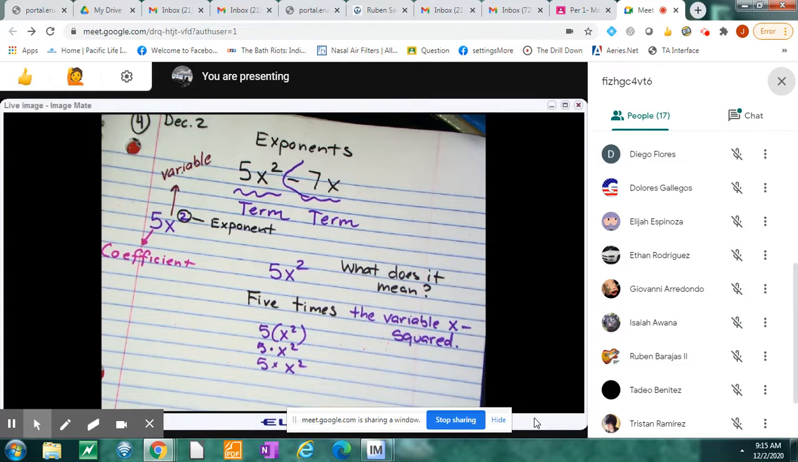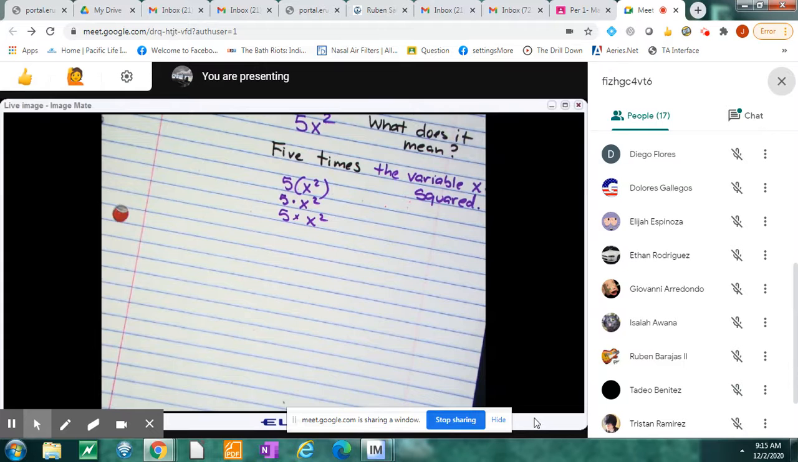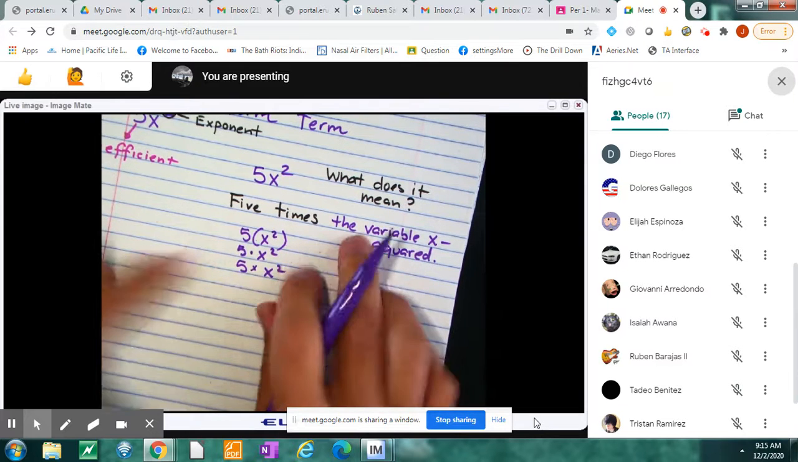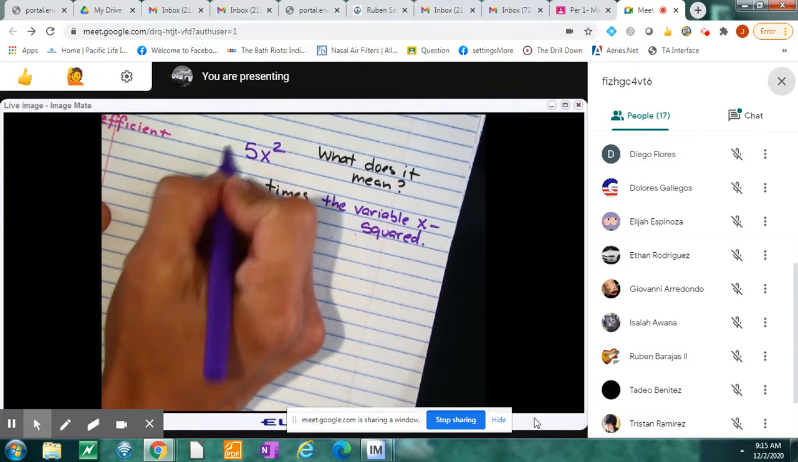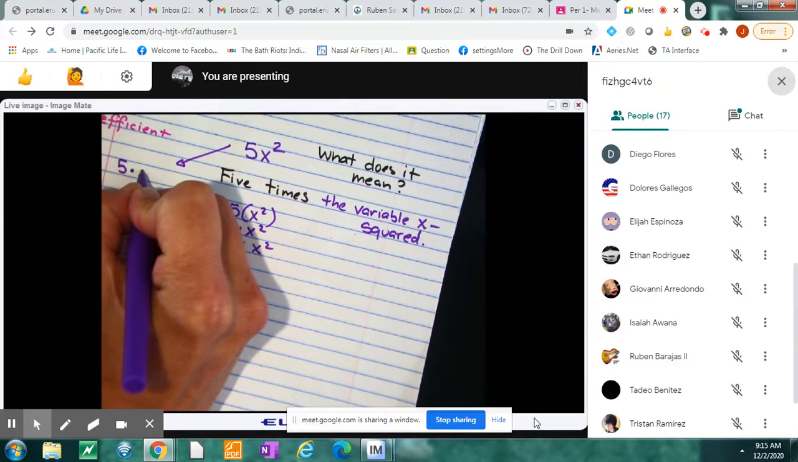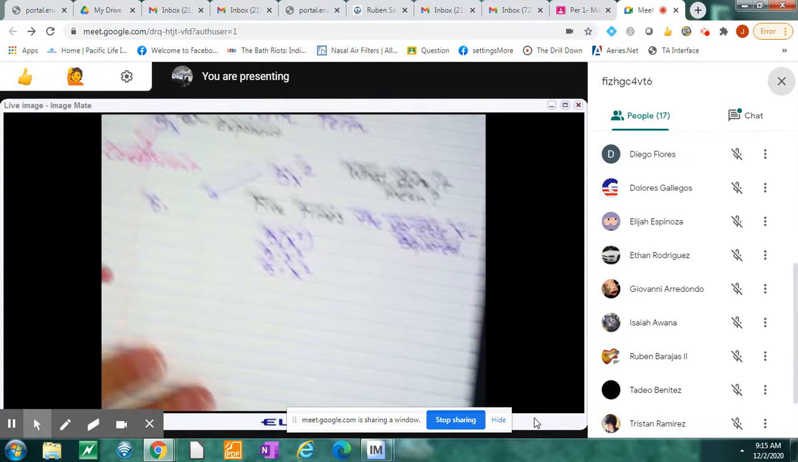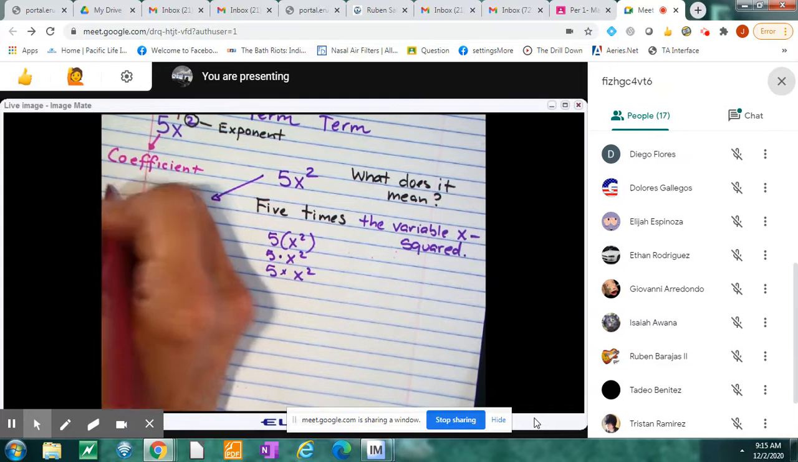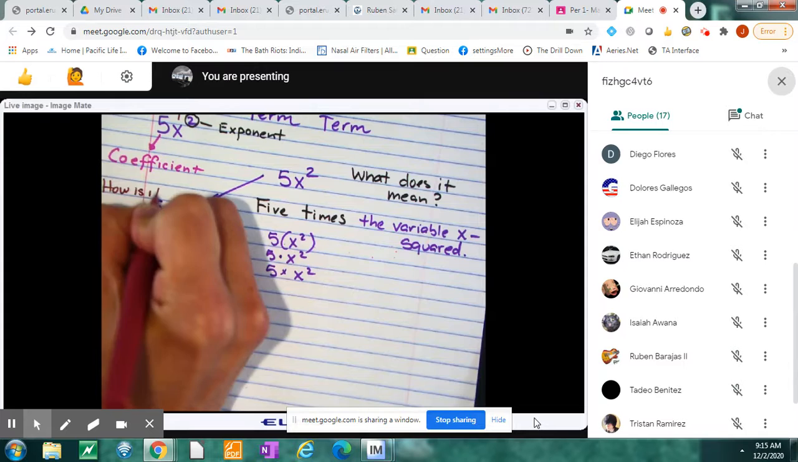Now, x could be any number, remember? It's an unknown number. So what happens when we multiply? What does this mean as well? How is it represented?